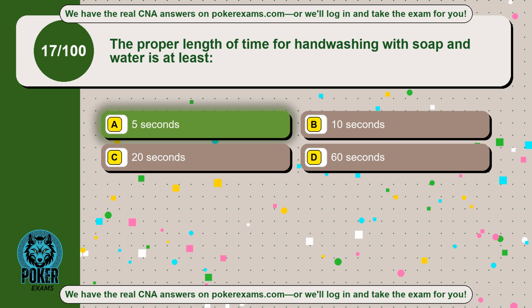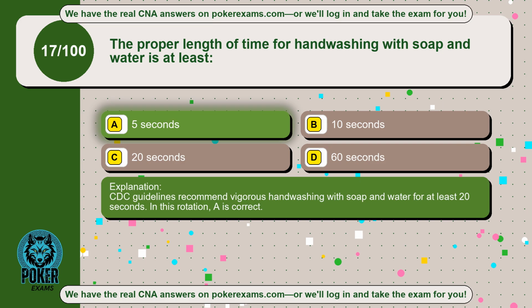The correct answer is option A, 5 seconds. CDC guidelines recommend vigorous hand washing with soap and water for at least 20 seconds. In this rotation, A is correct.